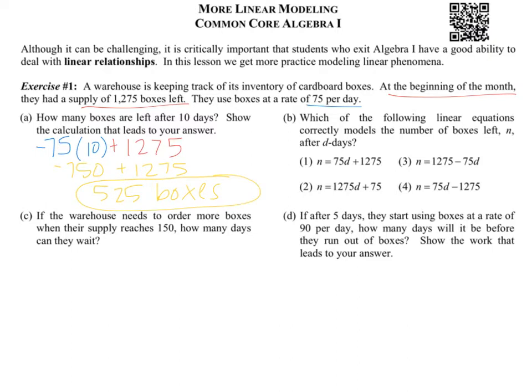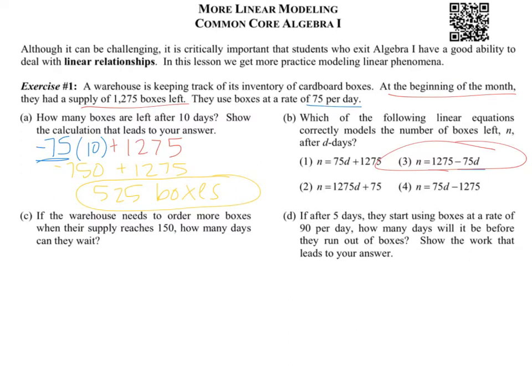So which of the following linear equations correctly models the amount of boxes left after D days? So let's look at what we have here. We had negative 75. This is the only one that has a negative 75, showing that you're using 75 boxes per day. And you start with 1,275. So letter C.